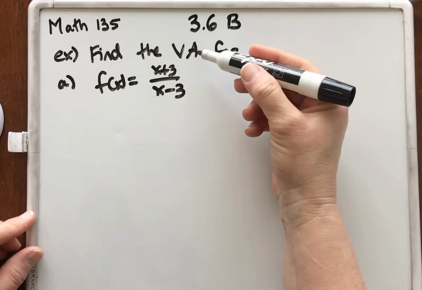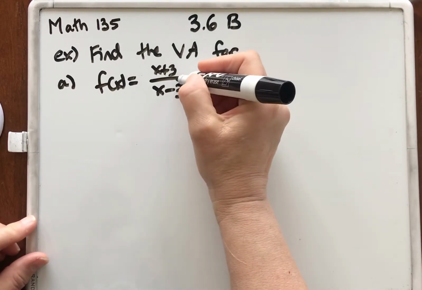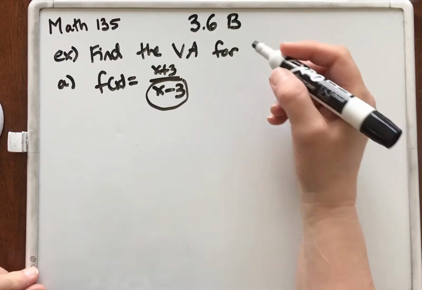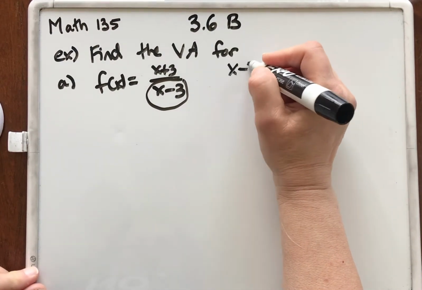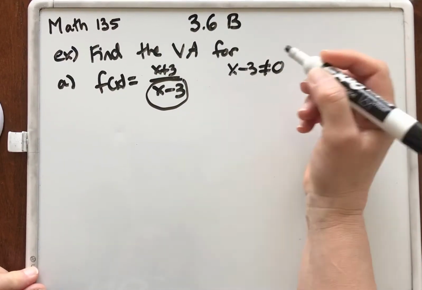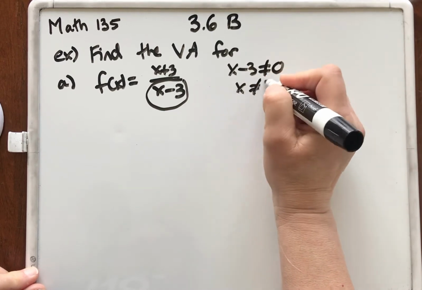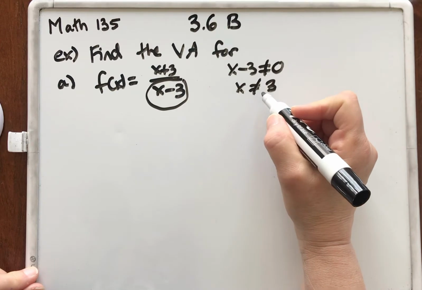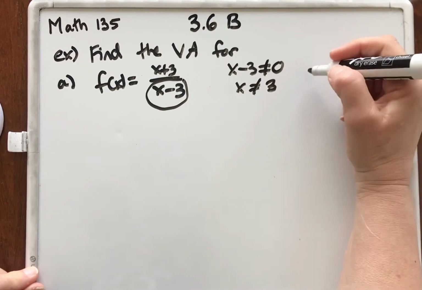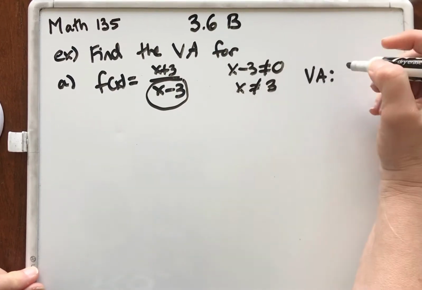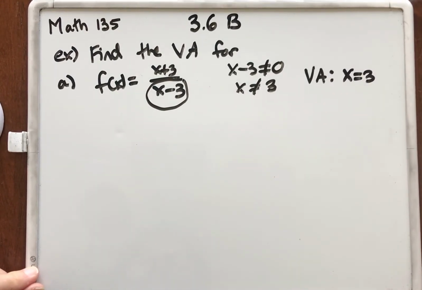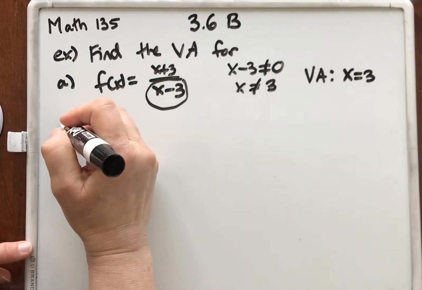Remember, to find the vertical asymptote, we have to look at our denominator. Our denominator cannot equal 0. x minus 3 cannot equal 0. So we solve for that. x cannot equal 3. Since x cannot equal 3, that's where the vertical asymptote is going to be. So our vertical asymptote is going to be x equals 3. That's the equation of the line. Okay, let's do another one.